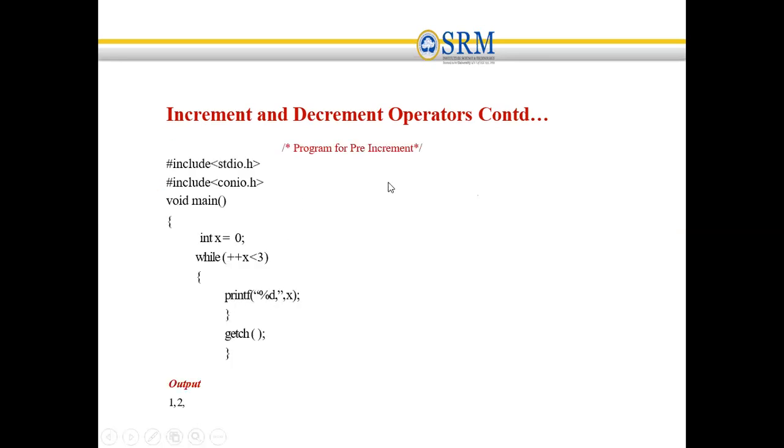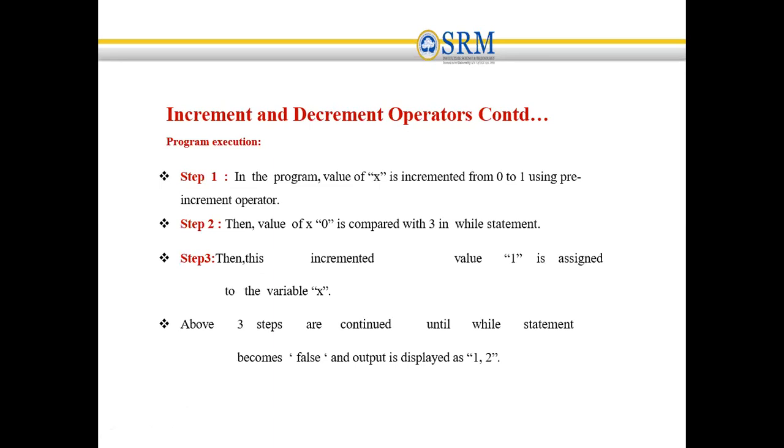There is another example for pre-increment. Here x is 0, but in the while statement, before the comparison, the value is incremented, then the comparison will be done, so that the final result will be 1, 2 only.